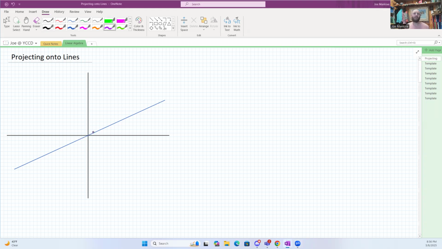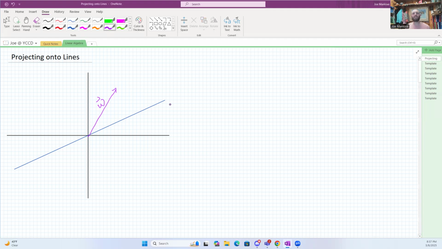So here's the idea. I've got a line here. Don't give it a name yet. And I've got a vector w. I'm just going to shoot my vector w off up here. So this is my vector w. Okay, and I've got my vector w there.